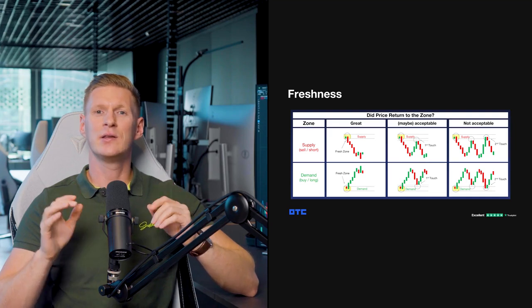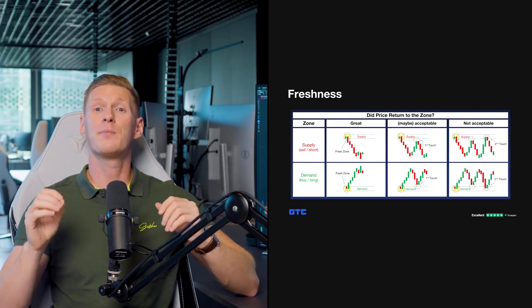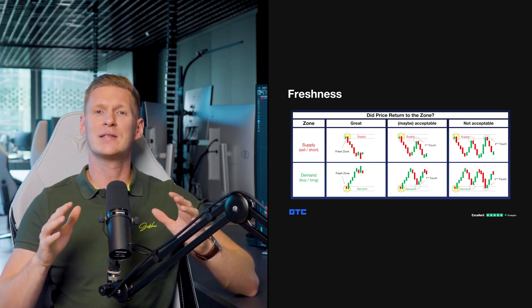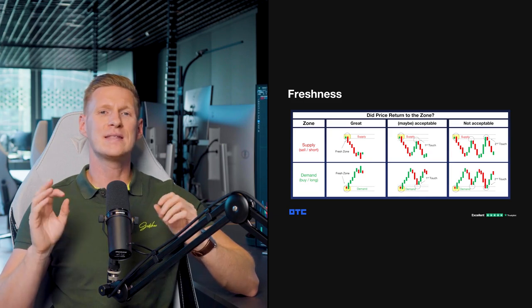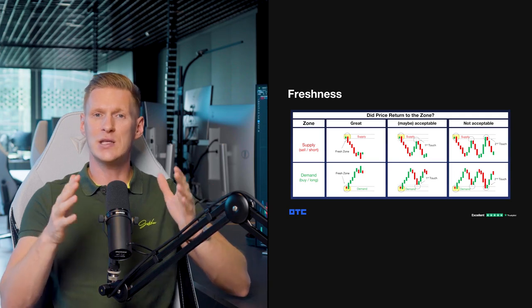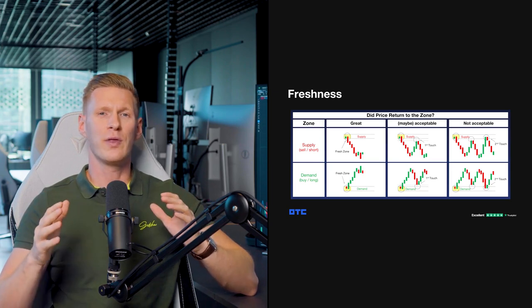Freshness refers to whether or not price has revisited a zone after its creation, and consequently, whether some of the unfilled orders within that zone have already been filled. This concept is critical in determining the likelihood of a zone's success. The fresher the zone, the greater the probability that unfilled institutional orders remain, offering a higher chance of success for a trade. There are 3 distinct categories of freshness to consider when evaluating zones, each representing a different level of risk and potential success. Let's walk through them step by step.